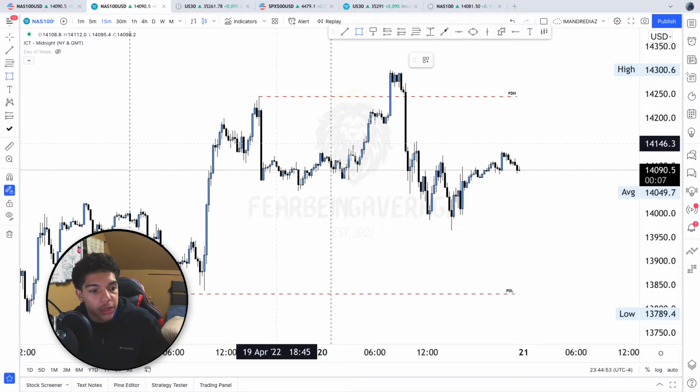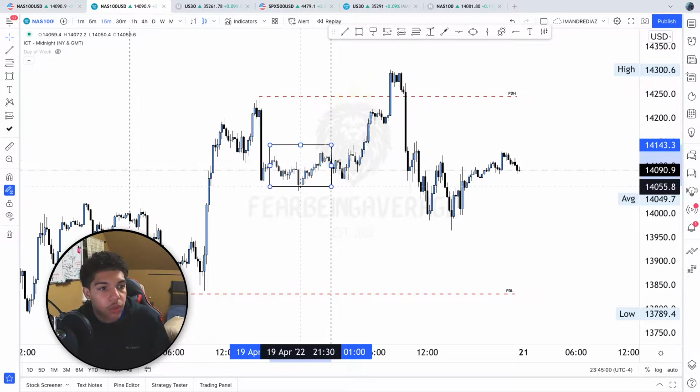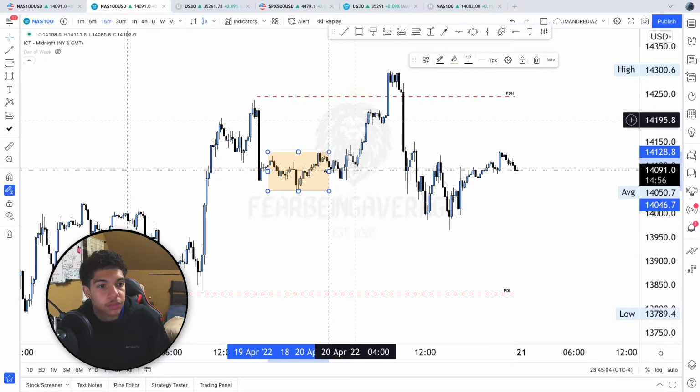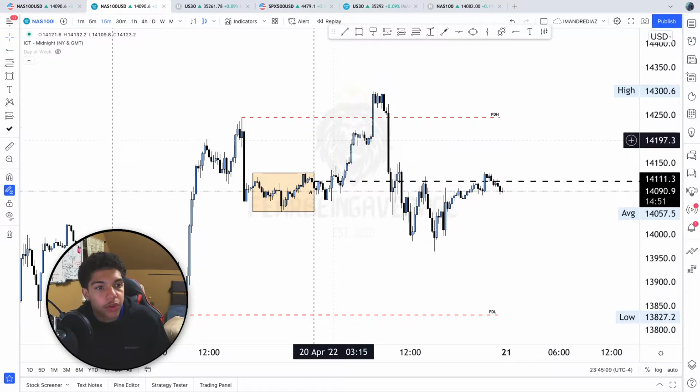Second part is we're going to get the previous day's Asian session range. So from 18 o'clock all the way to midnight. Boom, boom, just like that. Then we're going to get the 12 a.m. open, which is going to be right here.